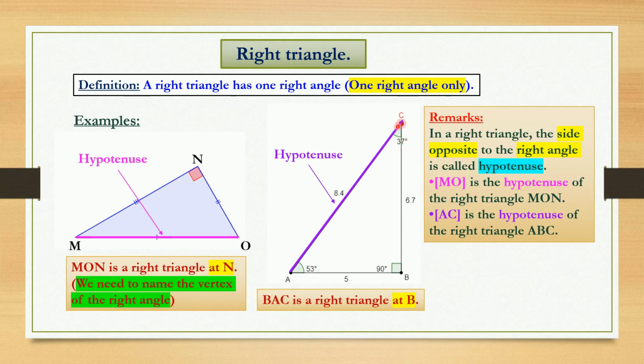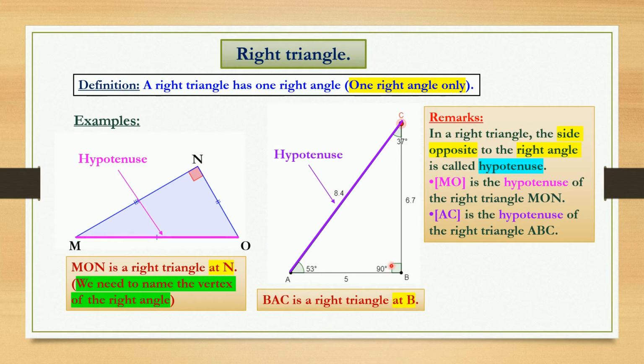Now let's look at the two acute angles in this right triangle ABC. Here we have angle ACB equals 37 degrees and the second angle CAB equals 53 degrees. Let's add their measure. 53 degrees plus 37 degrees, it's equal to 90 degrees. So here we notice that the two acute angles in a right triangle have a sum of 90 degrees. This is always the case.